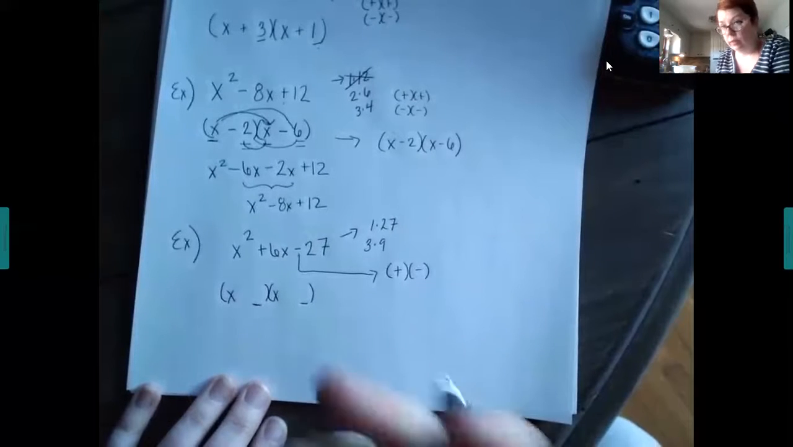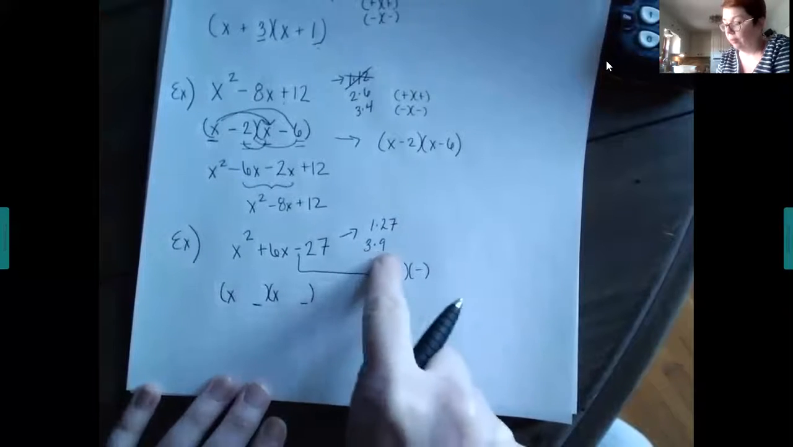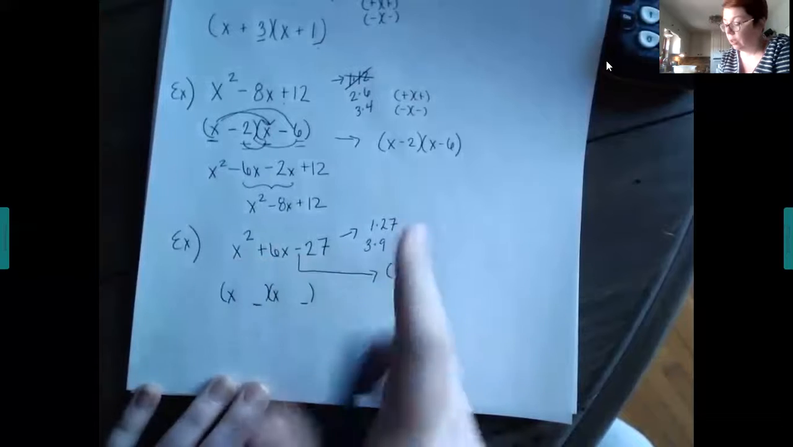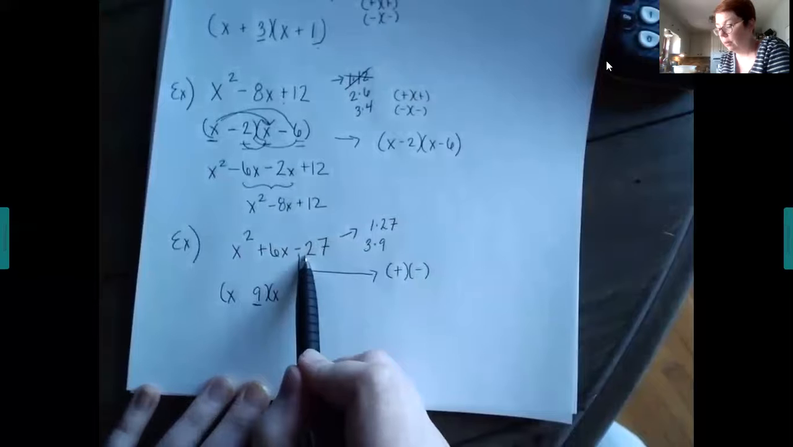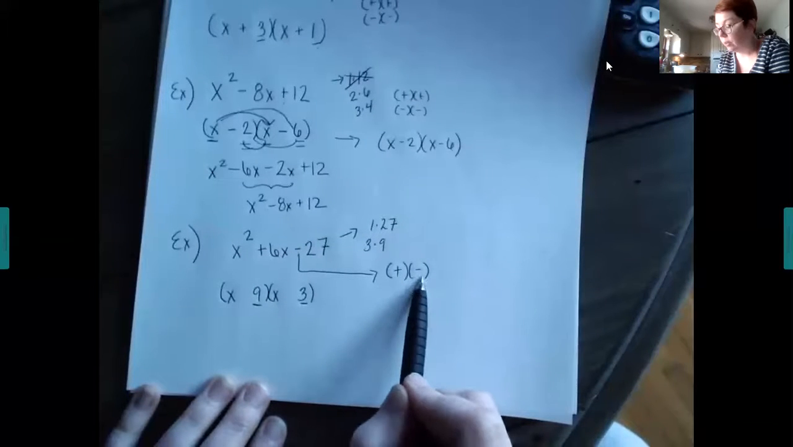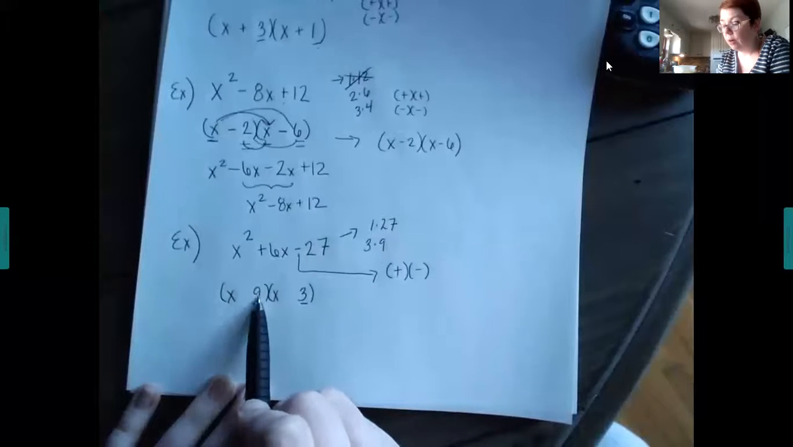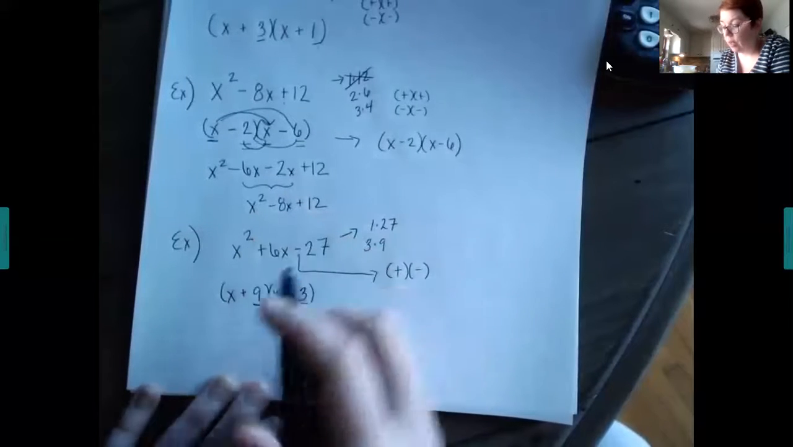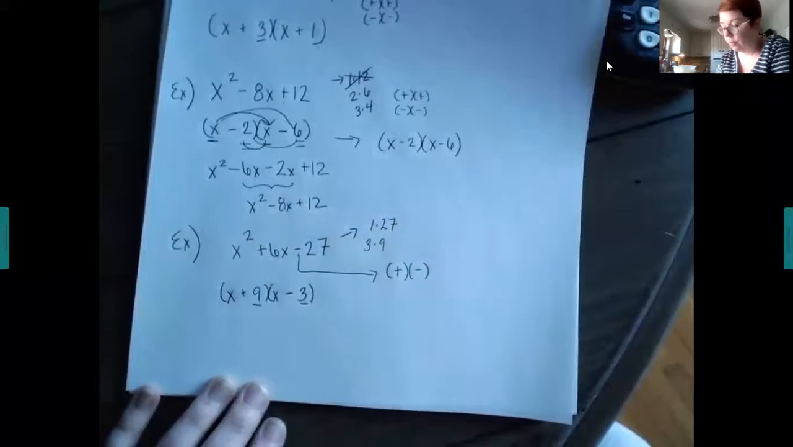Determining which factor is positive and which one's negative goes back to this sign. So I'm going to have a 9 and a 3 in here, because 9 times 3 gets me 27. Since it's negative, I know it has to have different signs. One's a plus, one's a minus. Which one's going to be the plus? The bigger number always takes the sign of the middle term. Positive 9 minus 3 leaves us with a positive 6.